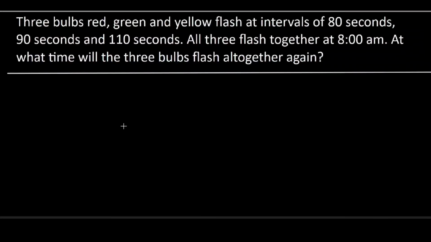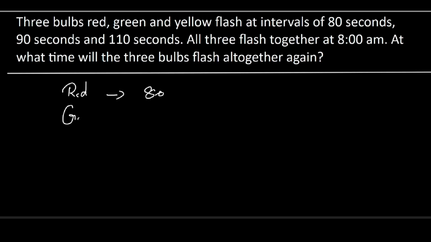Again, a question from real numbers of class 10. Here we are given 3 bulbs, red, green, yellow. Red, green and yellow flash at different intervals. So red flashes at the interval of 80 seconds.